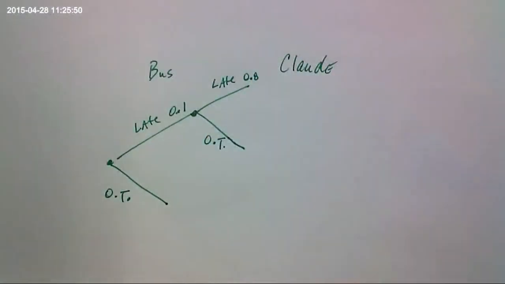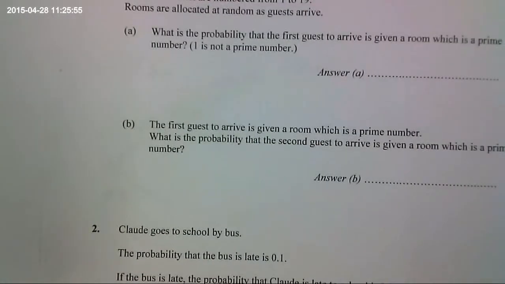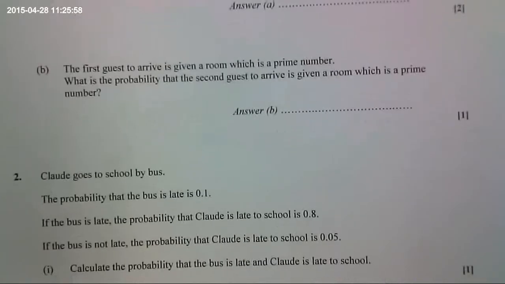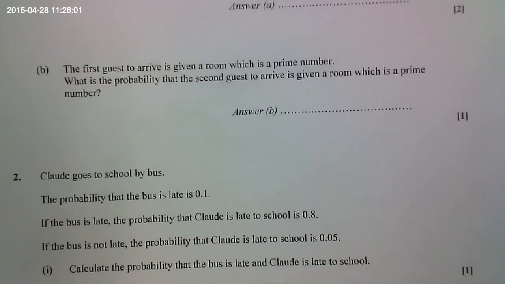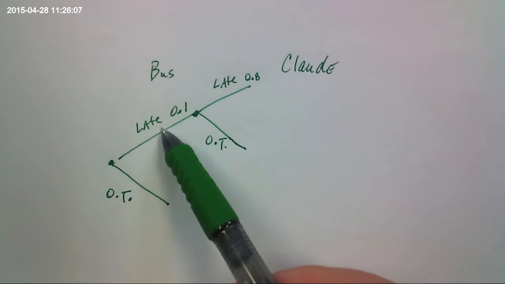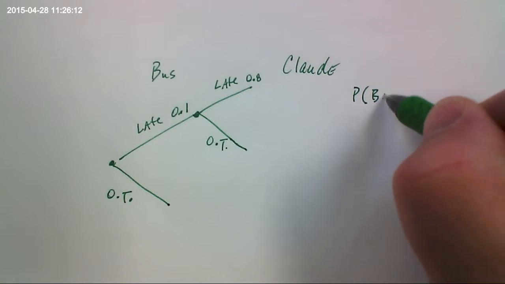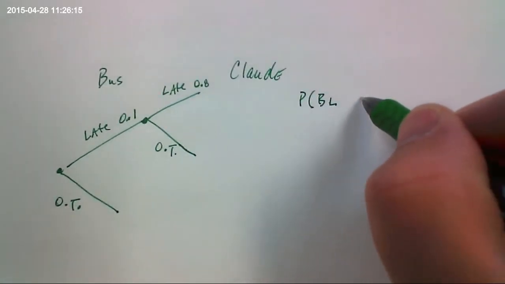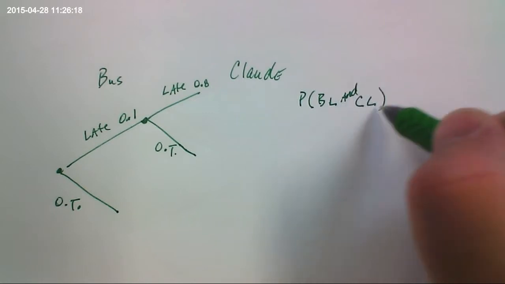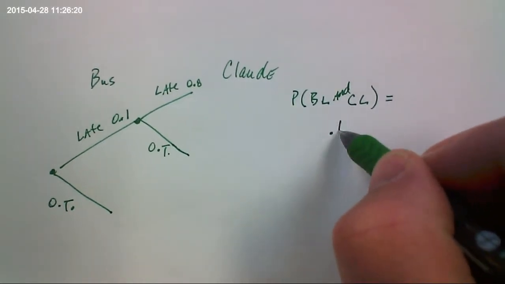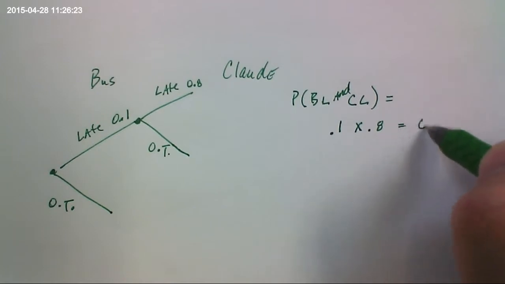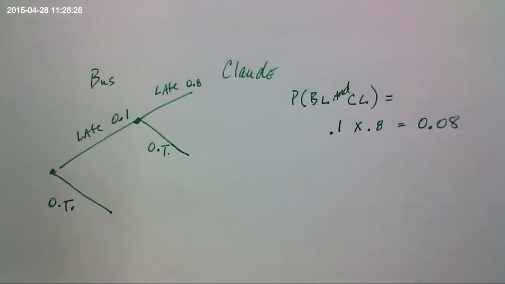So 0.8. Okay. Part 1 is asking me, calculate the probability that the bus is late and that Claude is late. So that would be this thing right here. So what's the probability that this and this happen? So the probability that the bus is late and Claude is late, right, is 0.1 times 0.8, which is 0.08. Okay? I'm going to go ahead and fill out the rest of the tree diagram.